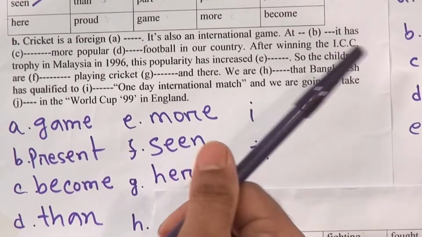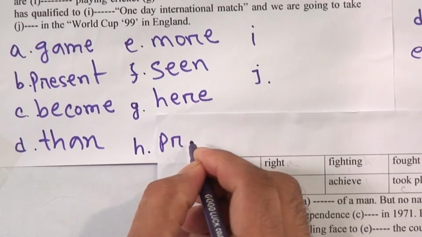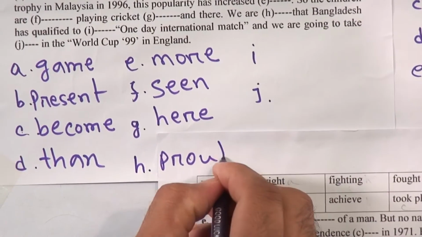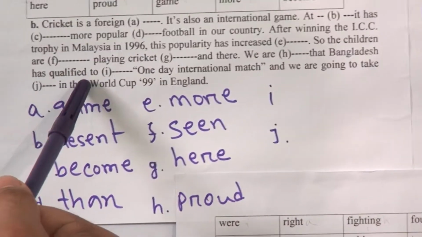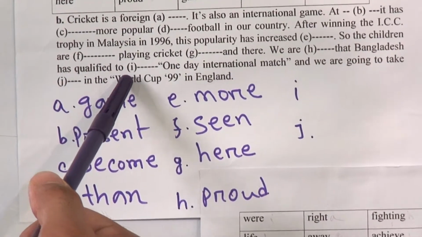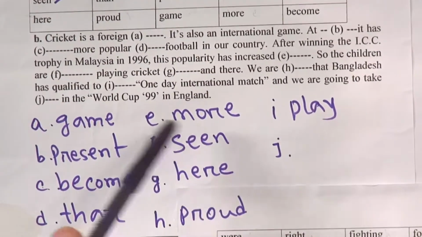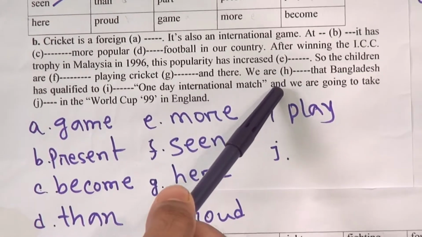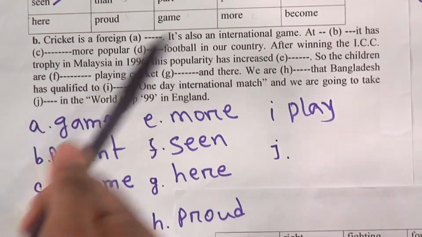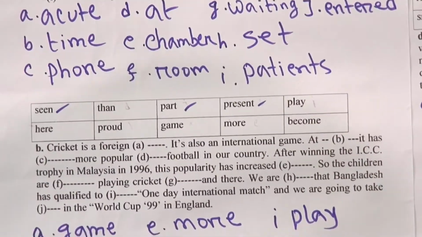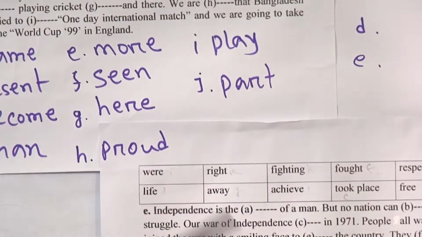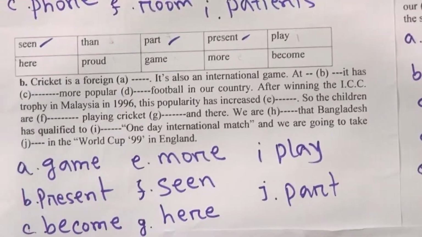We are proud that Bangladesh has qualified to play one day international matches, and we are going to take part in the World Cup 1999 in England. Okay, B number also is done.